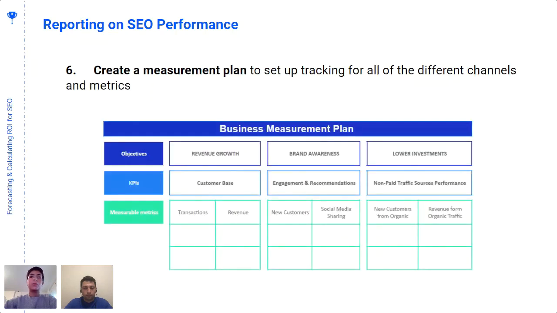So this moves on to creating a measurement plan. Here you'll be able to set up different things that you want to track, different channels and metrics that you want to include in your measurement. So you can include objectives, your KPIs, and different metrics such as transactions, revenue, new customers, all that good stuff.